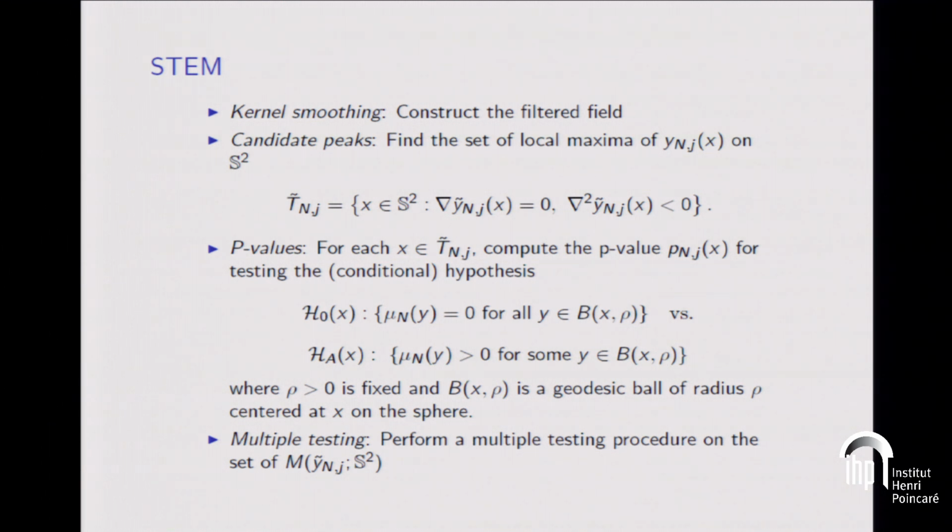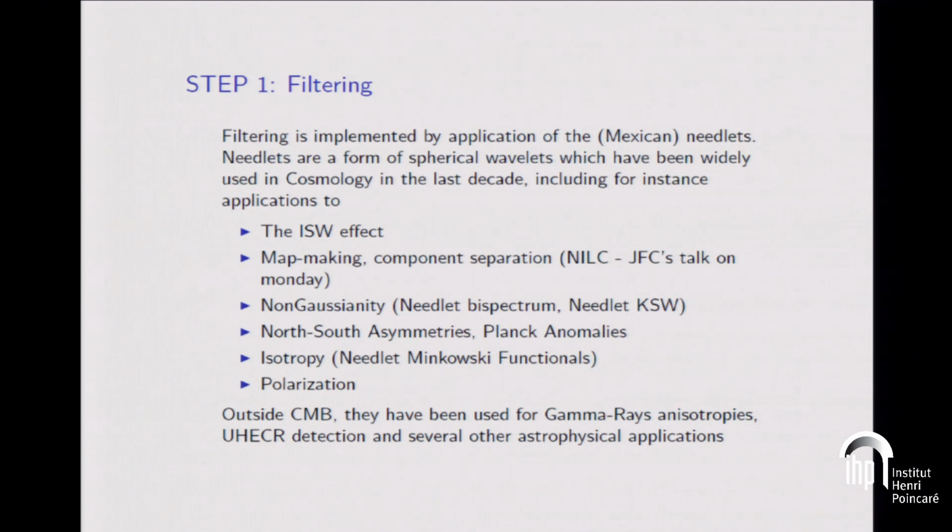So the steps are, first of all, you smooth the map, by which I mean you filter the map in practice to improve the signal to noise and for other reasons that I will discuss. Then you look for the candidate peaks. Well, that's just a numerical issue. That is, you look at the maxima. You look at the distribution of these maxima that you need for the procedure that you want to implement. And then you implement a multiple testing procedure that takes into account the issues I've been discussing before, so the fact that you want to control jointly what happens for all the tests together. So let's go to step one.